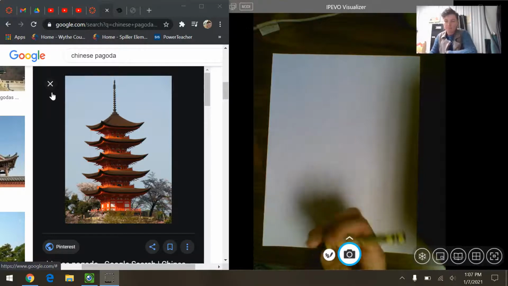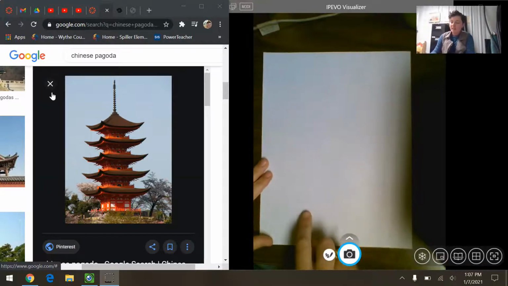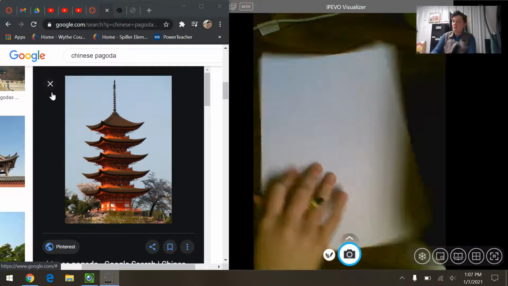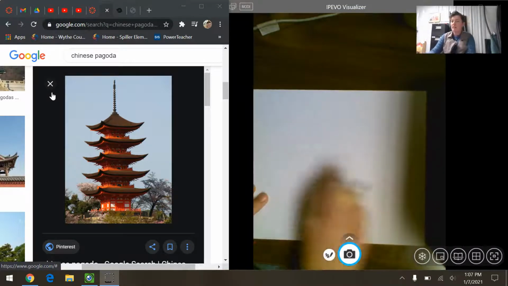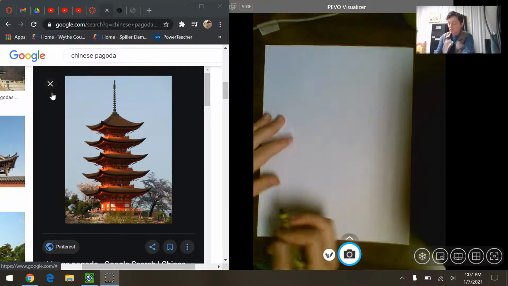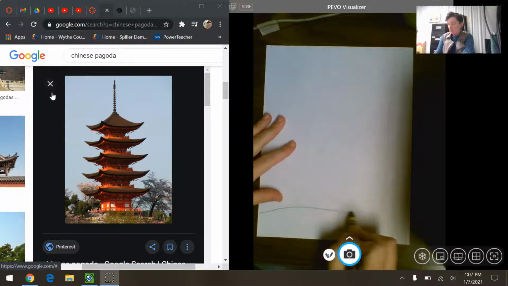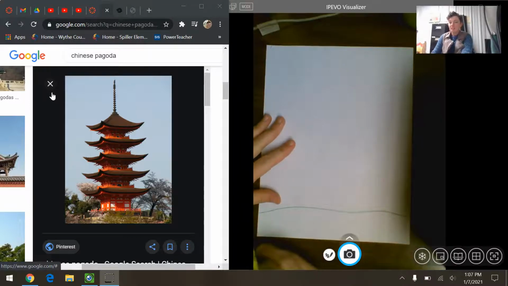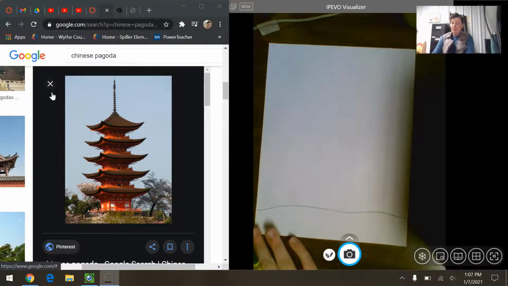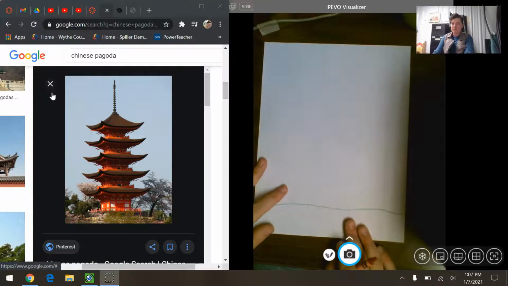Okay. So what we're going to do to start with is our paper needs to be vertical, which means it's nice and tall. It's not laying flat or horizontally, nice and tall. So what we're going to do to start with is we're going to do a line that goes across. That's going to be our line that our pagoda sets on, okay? It's going to be our grass line. It doesn't have to be straight. It can be a little curvy.